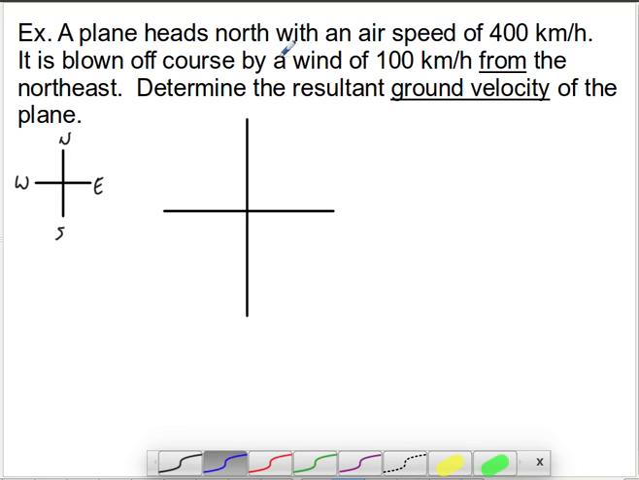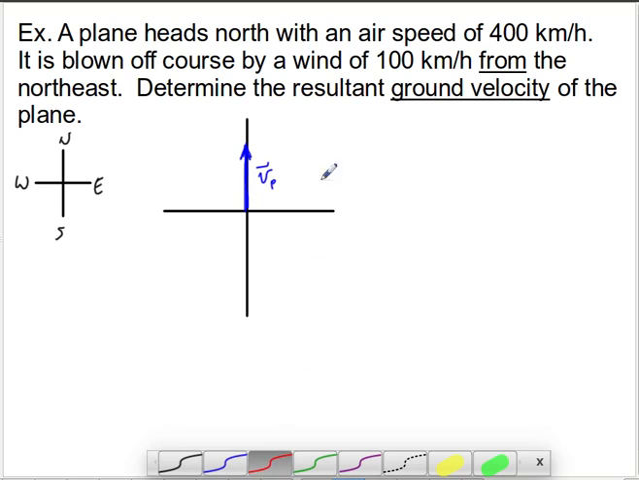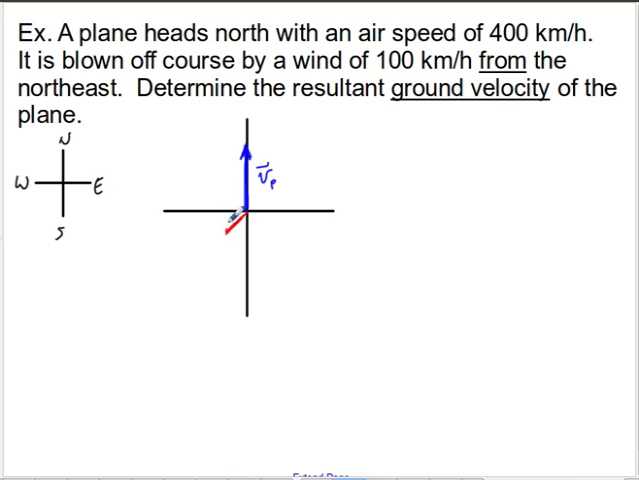So I have a plane heading north with an airspeed of 400 kilometers per hour. That gives me the velocity of the plane, and that's going to be 400 kilometers per hour. Then it's being blown off course by a wind of 100 kilometers per hour from the northeast. From the northeast means that this wind is actually blowing to the southwest. This is the velocity of the wind.